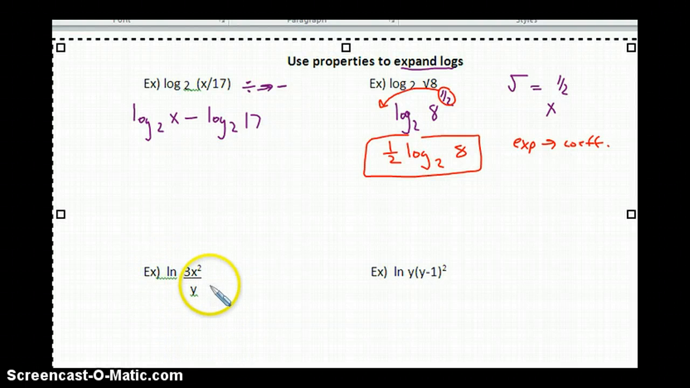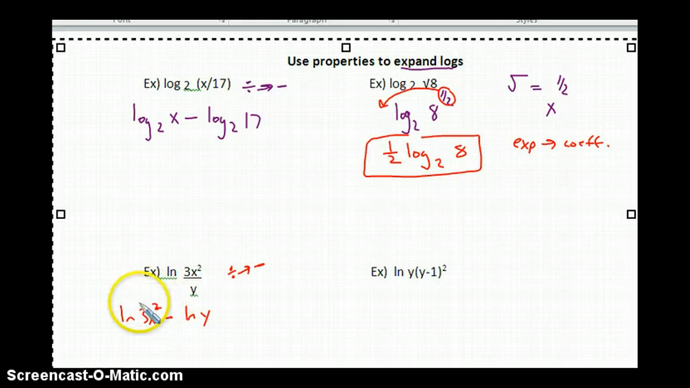This next example, the natural log of 3 times x squared divided by y. So right away I see division, I see multiplication, and I see an exponent. So let's first deal with the division and write it as subtraction. So I'm going to take the natural log of the numerator and subtract the natural log of the denominator. Okay, so I took the division and I separated it into subtraction.